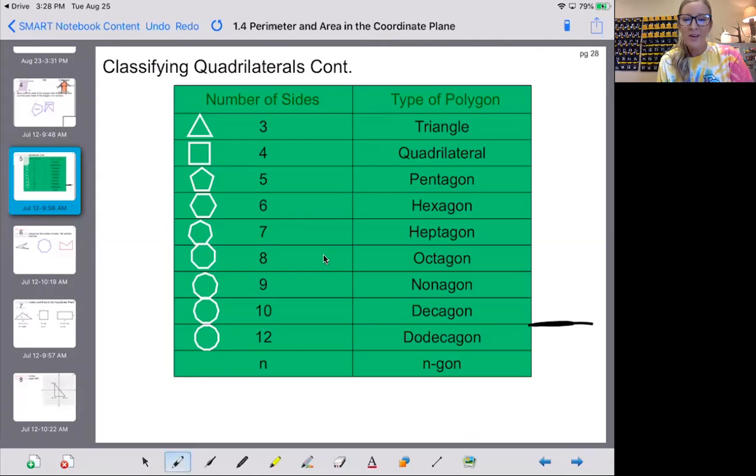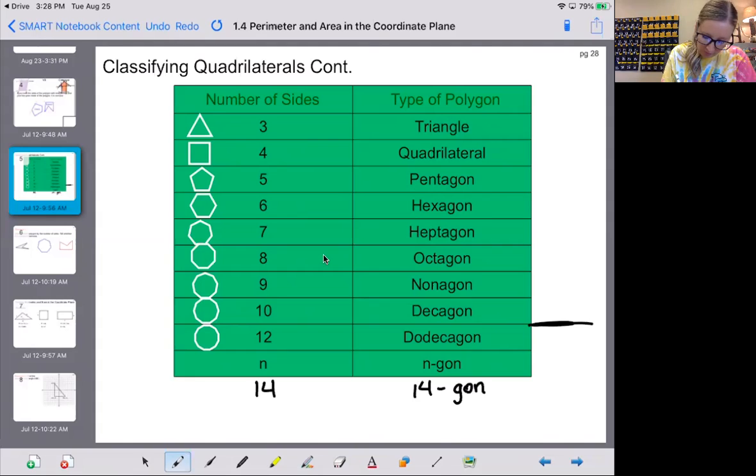The last one is called an n-gon when it has n number of sides. Now that is not because an n-gon exists. That's saying you could plug in any number for n and call it that with a gon at the end. For example, a 14-sided shape would be called a 14-gon. If the name is not listed here, you'll call it whatever the number is, gon.